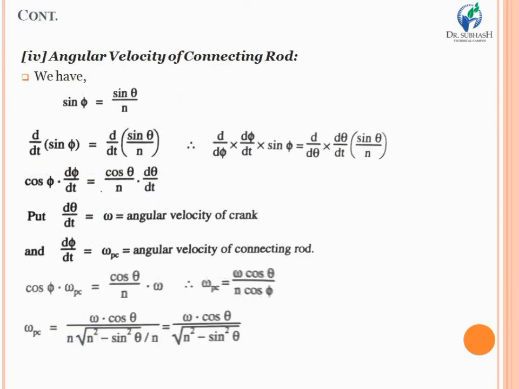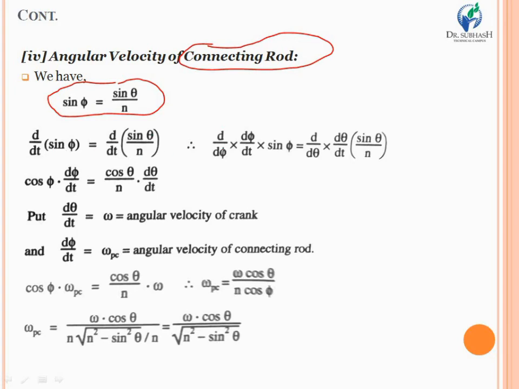So this was the analysis of piston alone, in which we have derived the relation for displacement, velocity and acceleration. Similarly, you can have the velocity and acceleration derivation for the connecting rod. From the figure we can write a trigonometric relation: sin phi is equal to sin theta upon n, and by differentiating this relation you will have d by dt of sin phi is equal to d by dt of sin theta upon n.